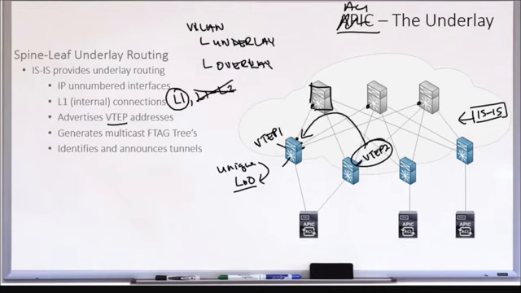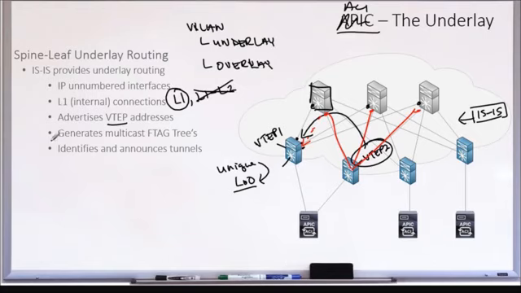Likewise, this guy will have the ability to go up through this guy, or up through this guy, or up through this guy if he wanted to reach VTEP 1. So again, that is what the underlay is there for. It's there to advertise those VXLAN tunnel endpoint addresses between all of the different nodes within the fabric. Okay, and this is how we're going to form our VXLAN tunnels on the overlay side.